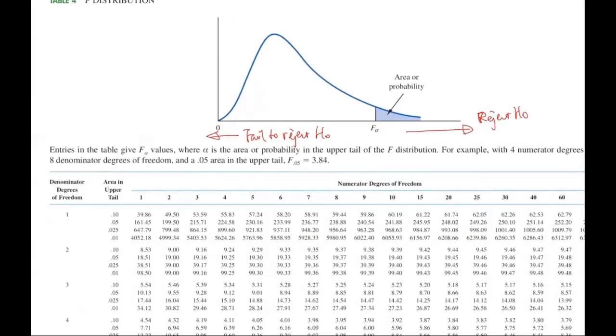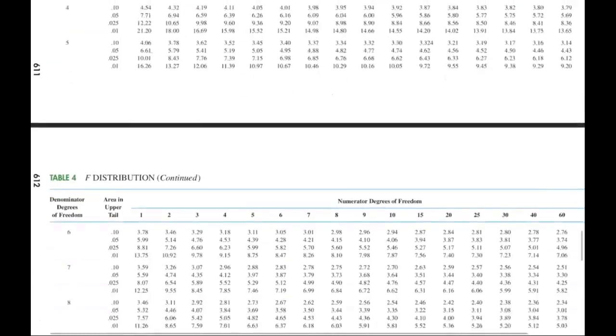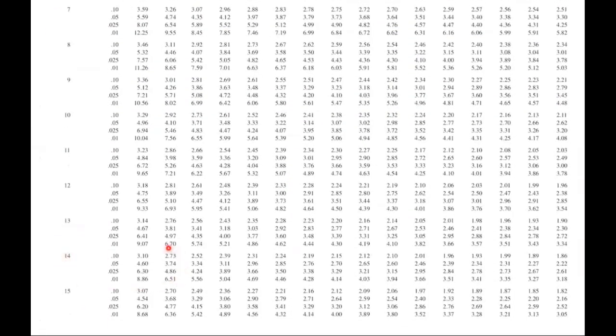Another thing you want to realize is that there's a numerator degrees of freedom and a denominator degrees of freedom. In our example, we have 2 versus 14. That's the degrees of freedom we have. I want to look up the numerator, which is 2. I'm going to go down this table until I reach the denominator 14. So denominator 14 is right here. 2, I think, is right here.